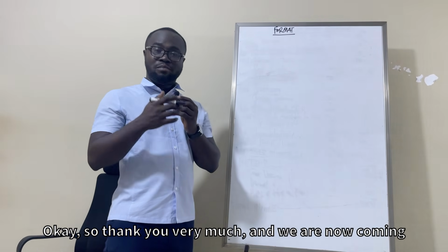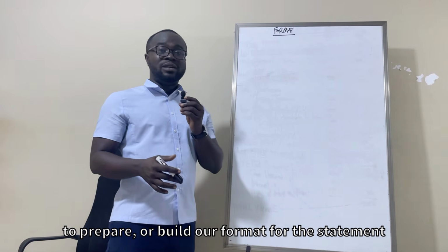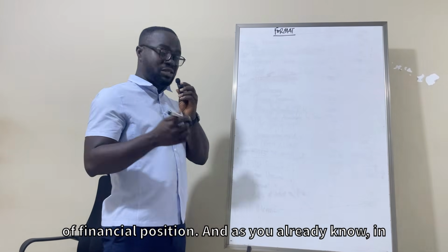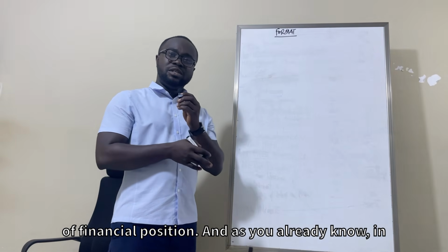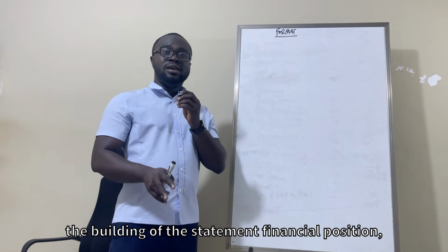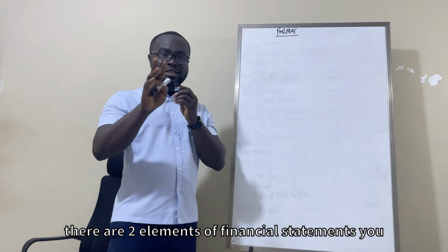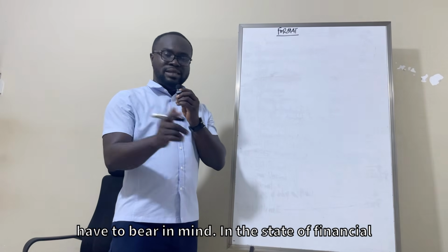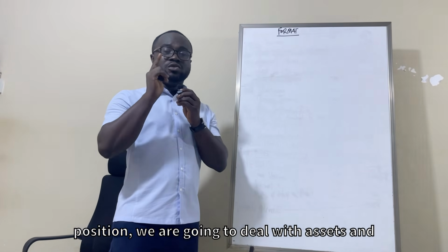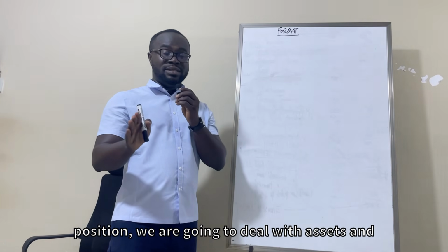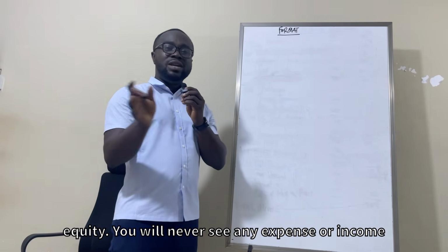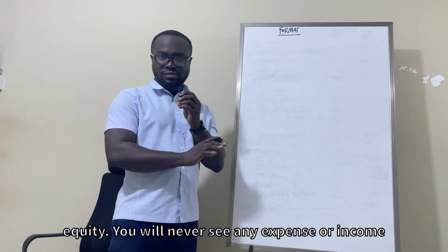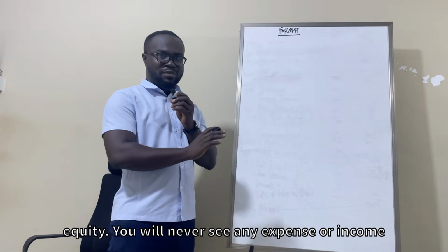We are now coming to prepare or build our format for the statement of financial position. And as you already know, in the building of the statement of financial position, there are three elements of financial statement you have to bear in mind. We are going to deal with assets, liabilities, and equity. You will never see any expense or income item here.